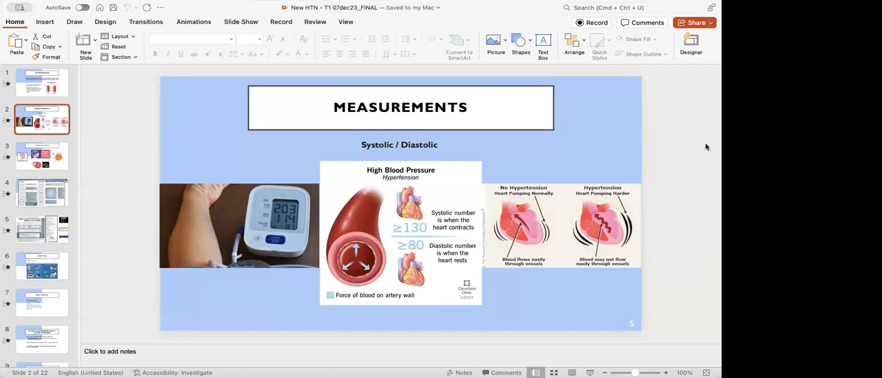Okay, so I'm just going to carry on. The left side shows the blood pressure readings, and the right side is showing the two stages when we're measuring the blood pressure. You can see the heart contracting and the heart relaxing. Next slide, please.